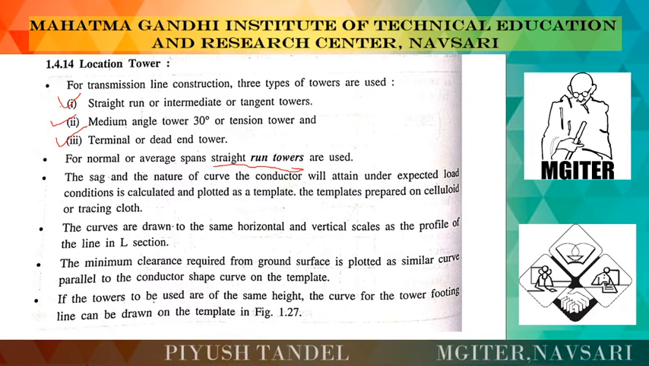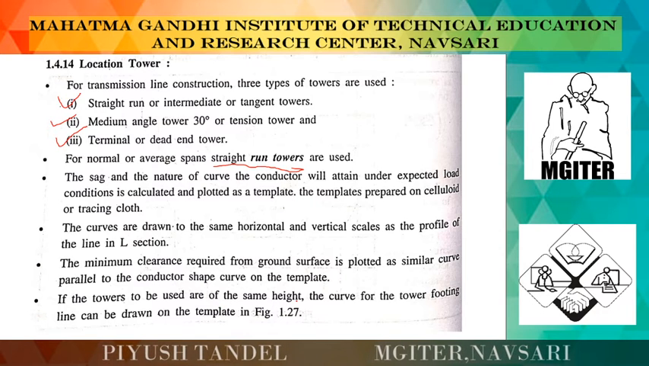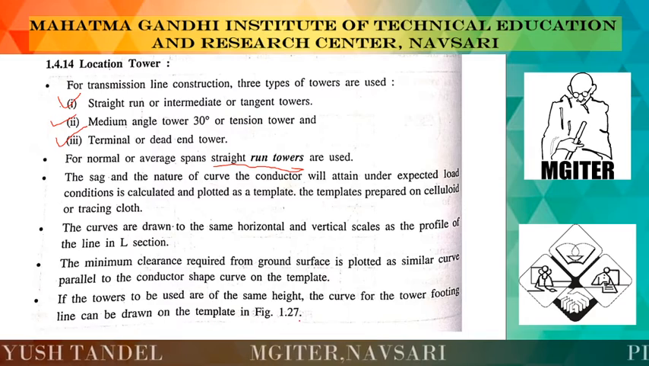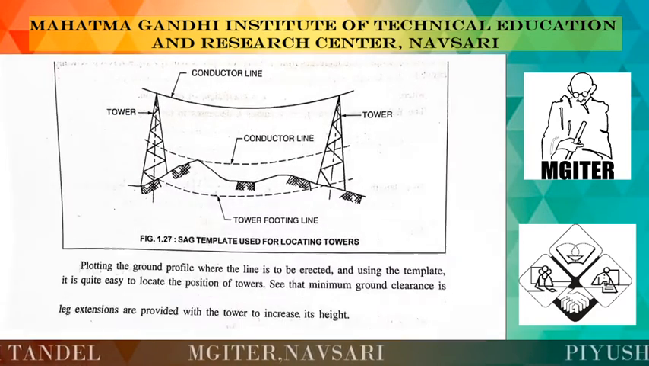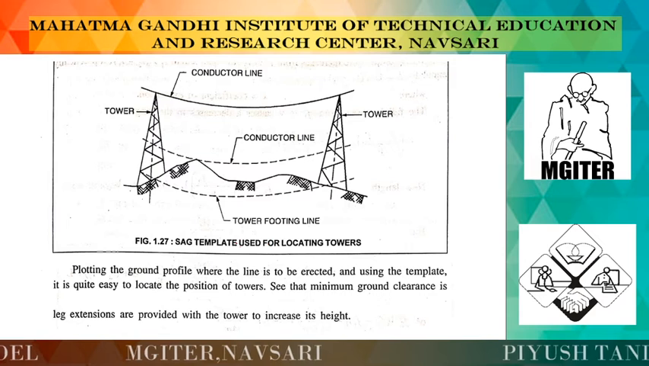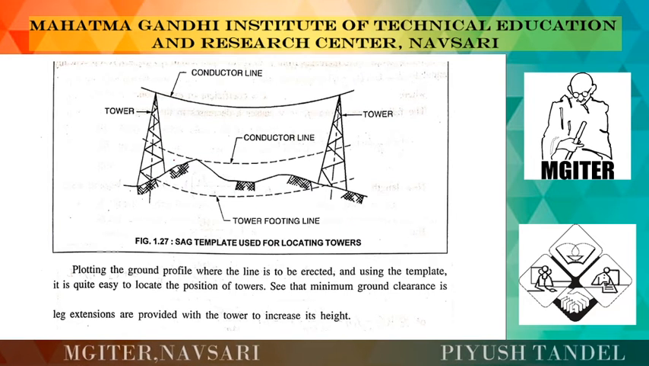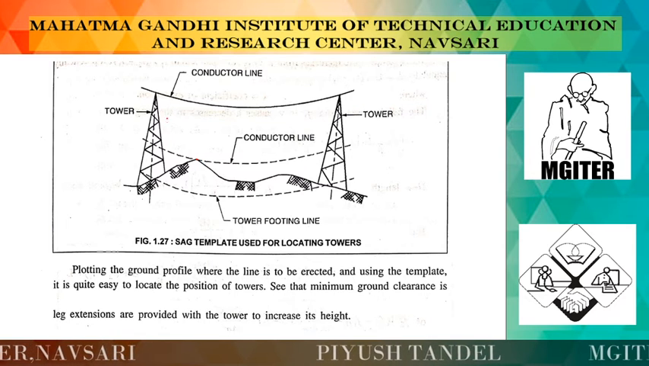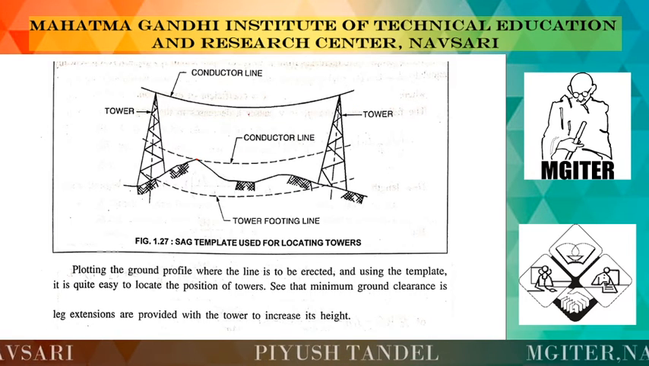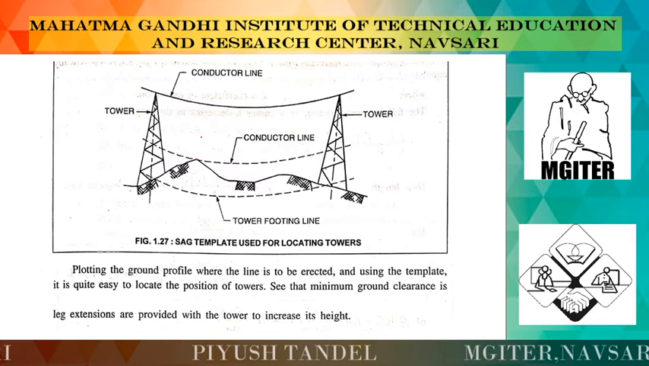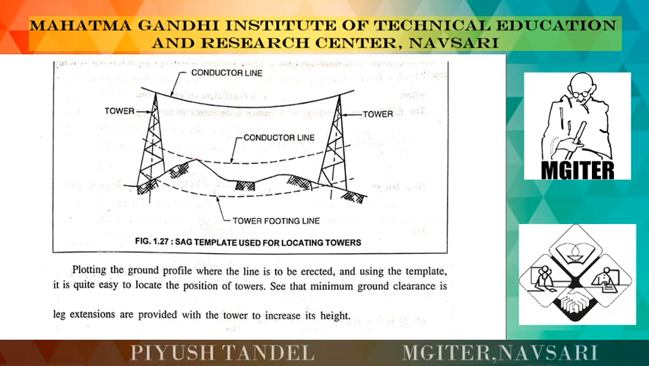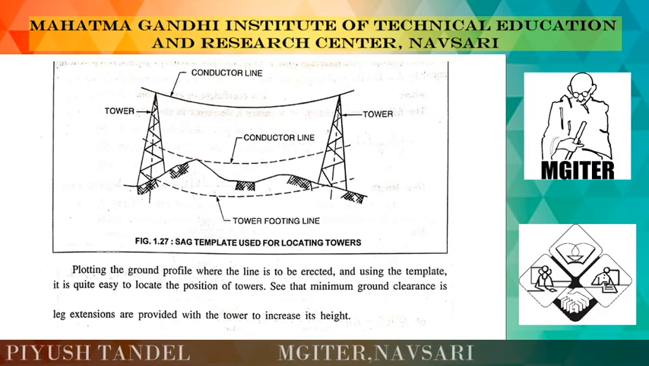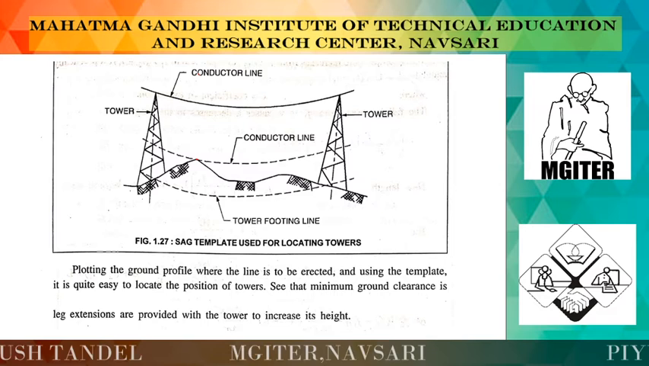And if the towers to be used are of the same height, the curve for the tower footing line can be drawn on that template as shown in figure 1.27. This is the figure of the template used for that site. Here we can see this is the peak point and the conductor line is going over here. This is the tower, this is the conductor line. From that we can see this is the ground clearance. The main concept is that here we have two different towers, this is the tower footing, and this is the span between the two towers and the conductor of the line.